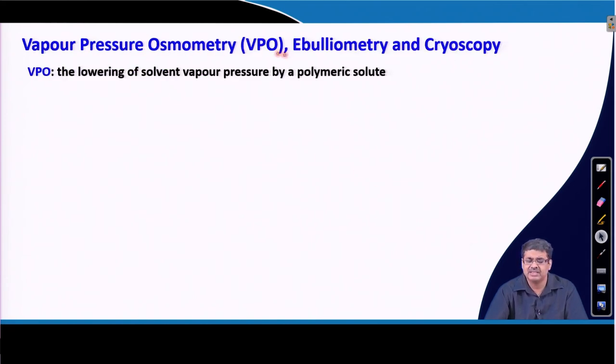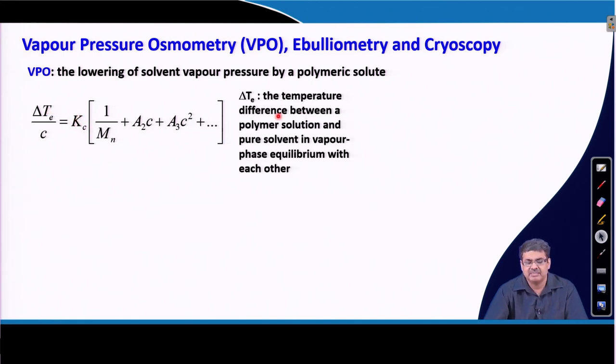Next we will talk briefly about the other three techniques, namely vapor pressure osmometry, ebulliometry and cryoscopy. As the name suggests, vapor pressure osmometry deals with the lowering of solvent vapor pressure by a polymeric solute. Now, generally in the experiment, we don't measure the vapor pressure difference. What we do is basically maintain a solvent and a solution chamber, and the temperature is varied to keep the vapor pressure on both sides equal. And we can express this delta T by C like the pi by C, with a similar expression where the constant term is different.